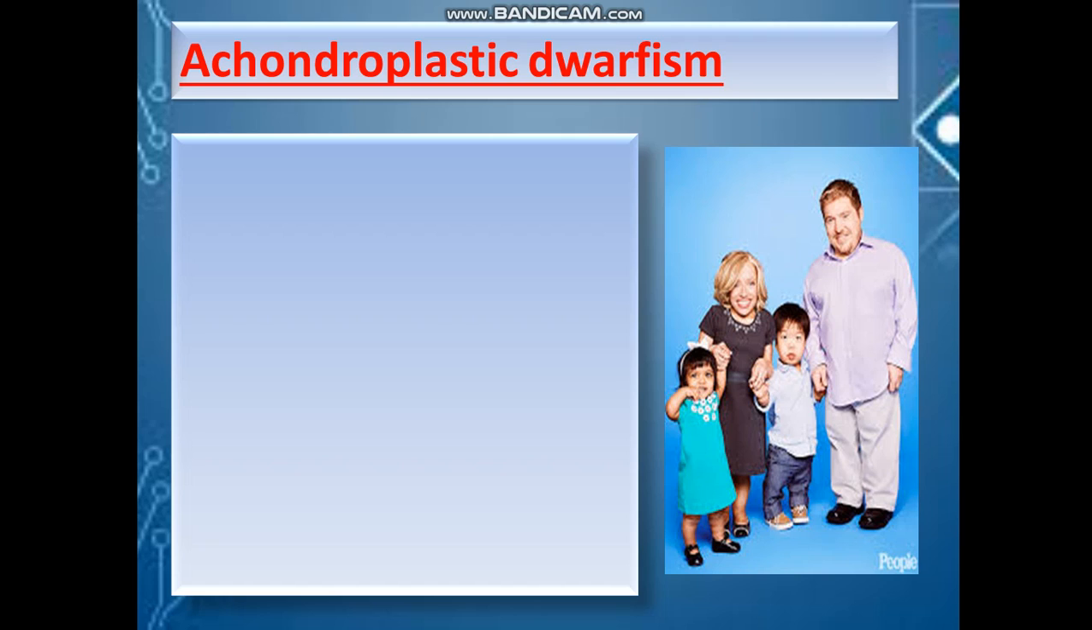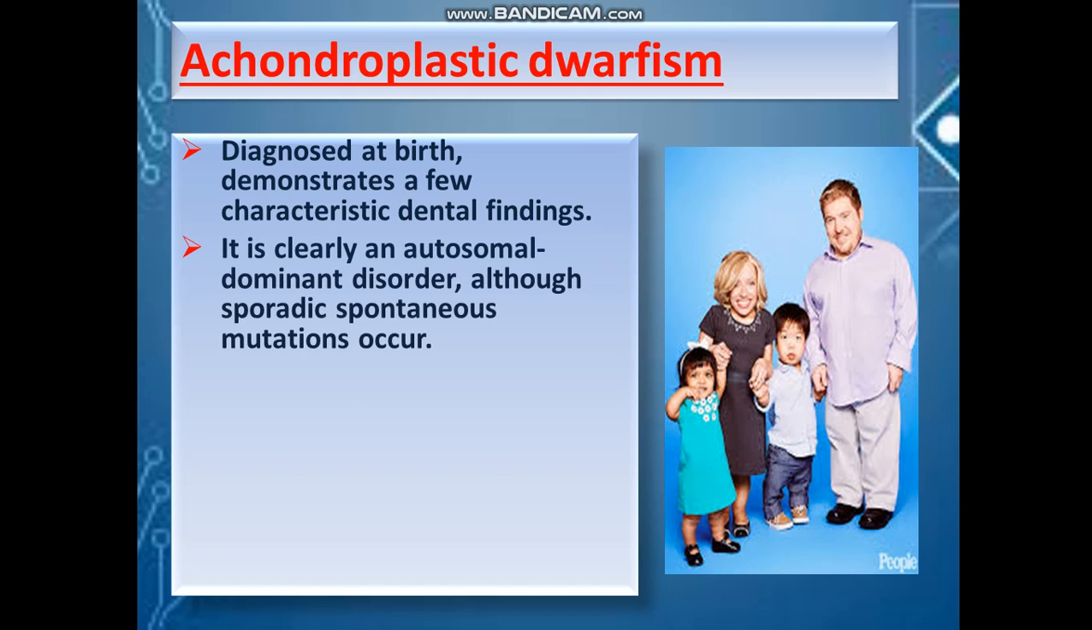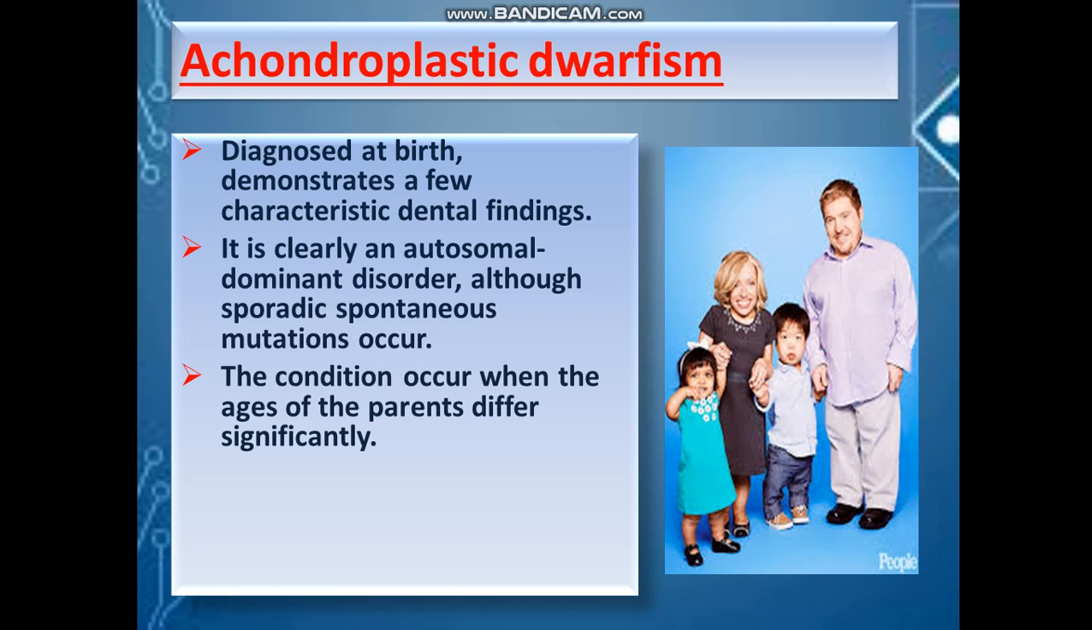This condition is caused by a mutation in the fibroblast growth factor receptor, which results in this protein being overactive. It is diagnosed at birth and demonstrates a few characteristic dental findings. It is clearly an autosomal dominant disorder, although sporadic spontaneous mutations can occur. The condition occurs when the ages of the parents differ significantly. This means that when the age difference between the father and the mother is large, the child may be born with achondroplastic dwarfism.